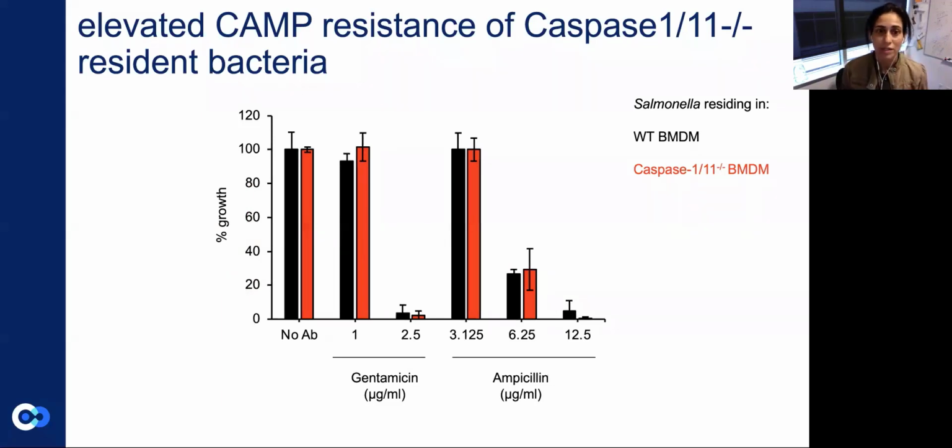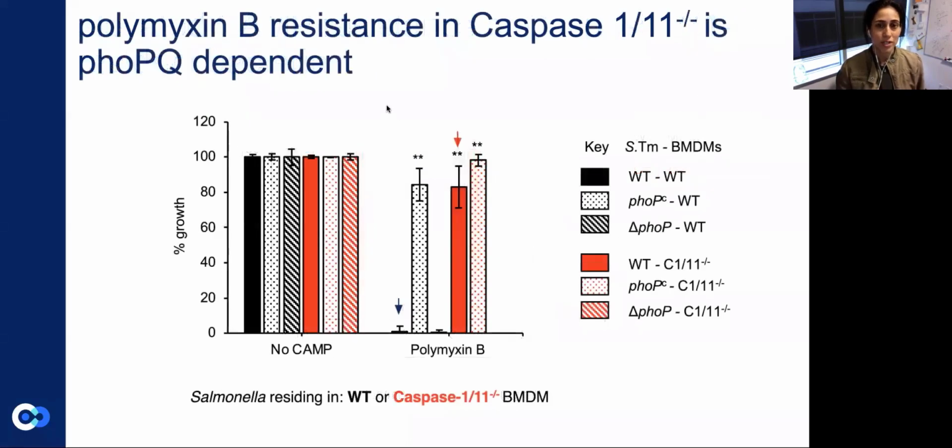But this is seemingly specific to polymyxin B and to these host antimicrobial peptides, because you don't see this across the board with all antibiotics. And so there's no difference in resistance of these bacteria housed in either wild type or 111 knockout cells to, for instance, gentamicin or ampicillin. And so we next basically asked, is this antimicrobial resistance actually dependent on 4P4Q?